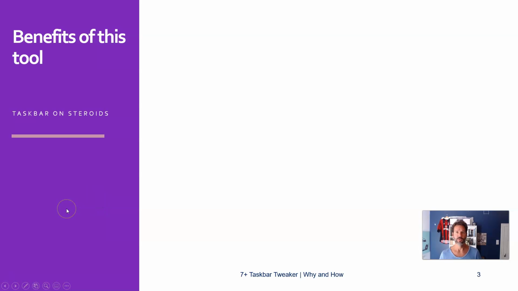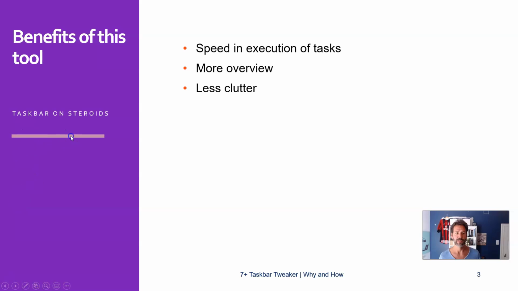So I found this tool, 7+ Taskbar Tweaker, and what are the benefits of it? Well, actually quite a few. It's helpful in speeding up your tasks. If you use a couple of tweaks in this Taskbar Tweaker, then, for example in my case, you will be much faster in looking up the correct Chrome tabs. It gives you more overview. By combining and grouping things on your taskbar, it won't get cluttered as much as it was. It's installed very easily, it's versatile, and it's free.